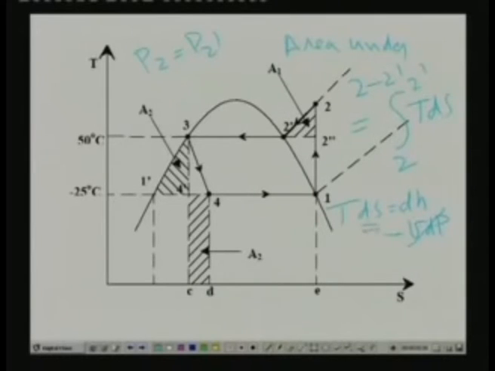So finally you find that TdS is equal to dH, that means integral TdS from 2 to 2 dash is nothing but integral dH from 2 to 2 dash, which is simply equal to H2 dash minus H2. It is as simple as that. Since we know the enthalpies, we can easily find this, and remember this is nothing but the entire area under the curve.